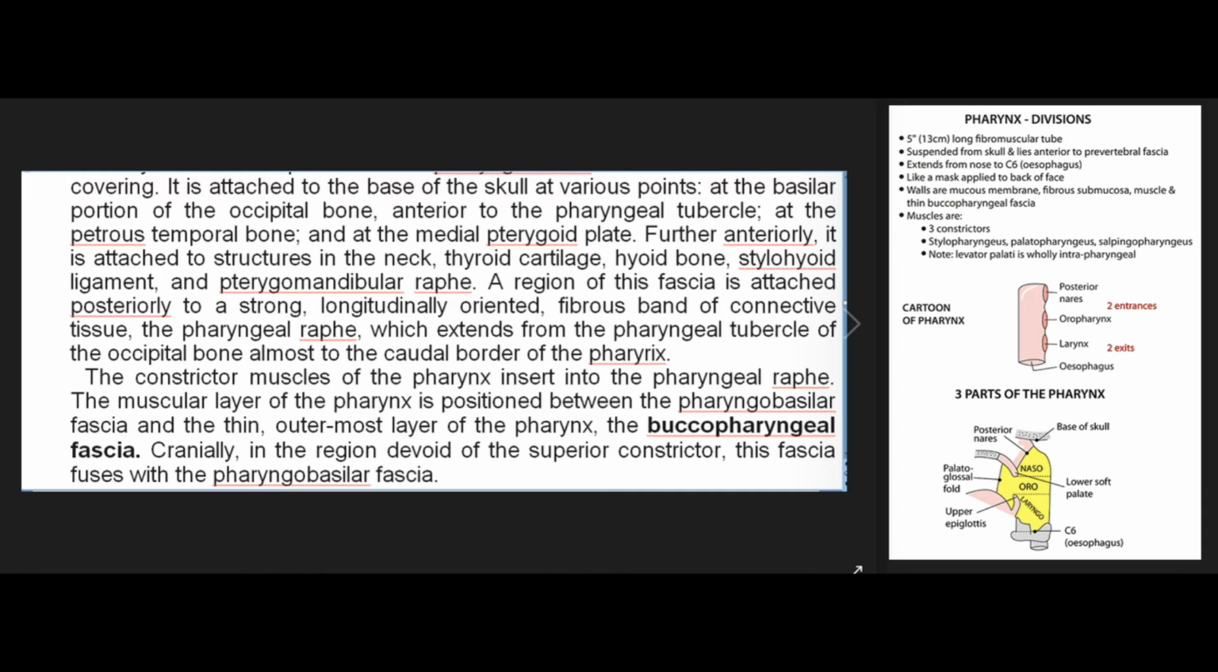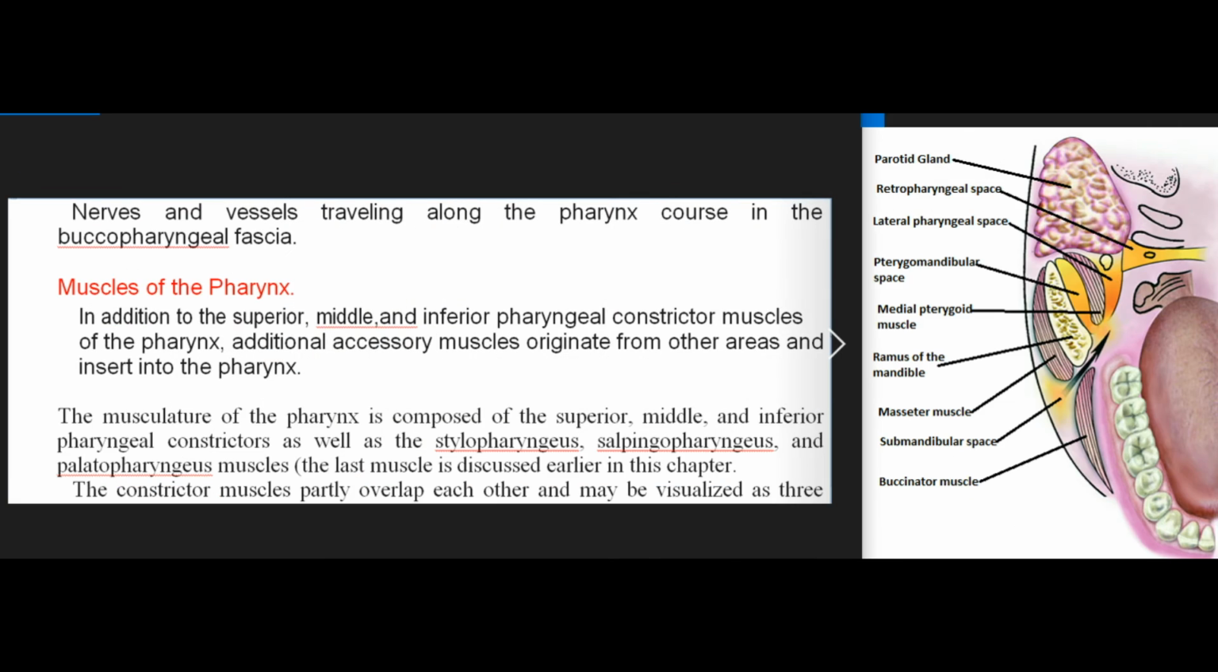The muscular layer of the pharynx is positioned between the pharyngobasilar fascia and the thin, outermost layer of the pharynx, the buccopharyngeal fascia. Cranially, in the region devoid of the superior constrictor, this fascia fuses with the pharyngobasilar fascia. Nerves and vessels traveling along the pharynx course in the buccopharyngeal fascia.